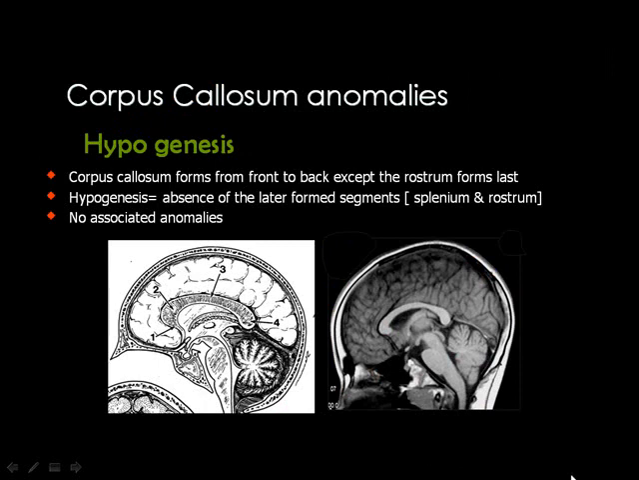Then in cases of hydrocephalus, you may get abnormalities in the corpus callosum, including hypogenesis and agenesis of the corpus callosum. This is the normal appearance of the corpus callosum, which is formed of 4 parts: the rostrum, the genu, the body, and the splenium. The splenium is the last to be formed, followed by the rostrum.